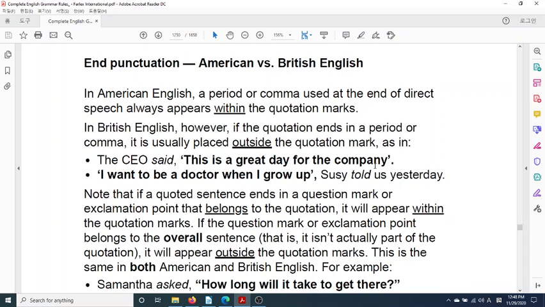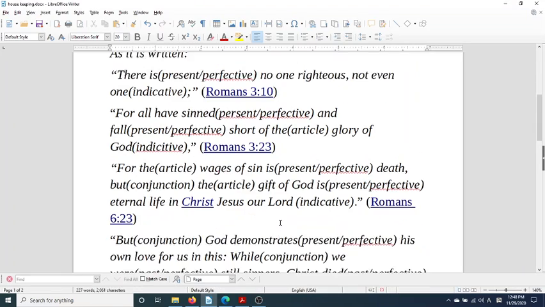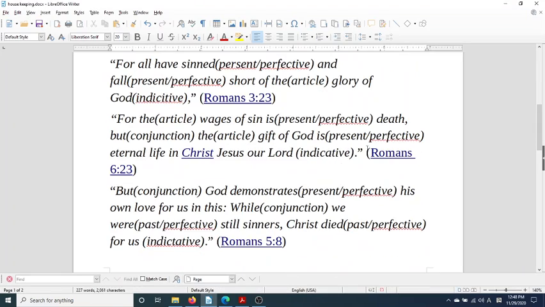What they're talking about is this. Boom. You would not do this in American English. In American English, you would put it on the inside, right here. So let me show you here. Okay. So this is all American English. See, the period is here on the inside of the quotation mark. In British English, it would go on the outside of the quotation mark.